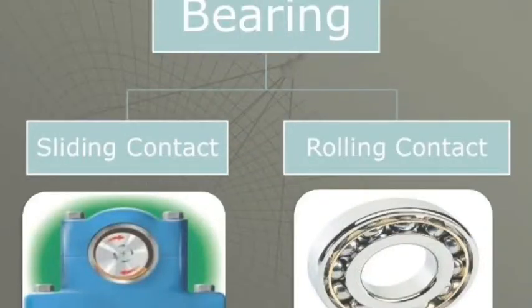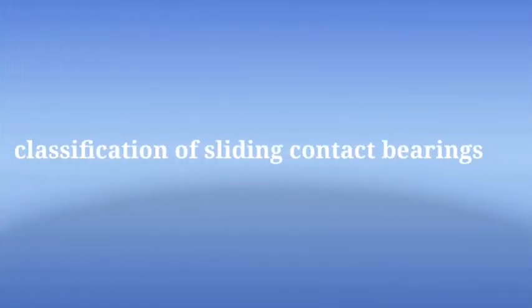Today we are going to discuss majorly two types of bearings. One is the sliding contact bearing and another one is the rolling contact bearing. In the previous class we already discussed the introduction related to bearings. So let's start with the classification of sliding contact bearings.